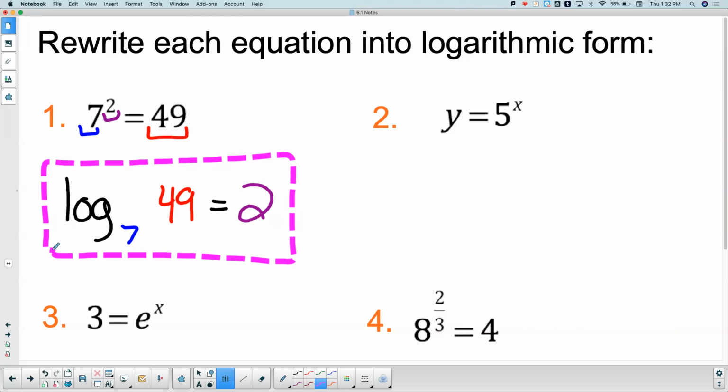Somebody want to give me the answer for number 2? Log base 5 of y equals x?